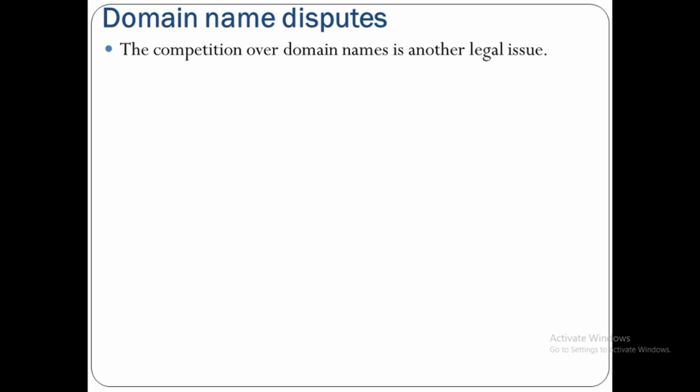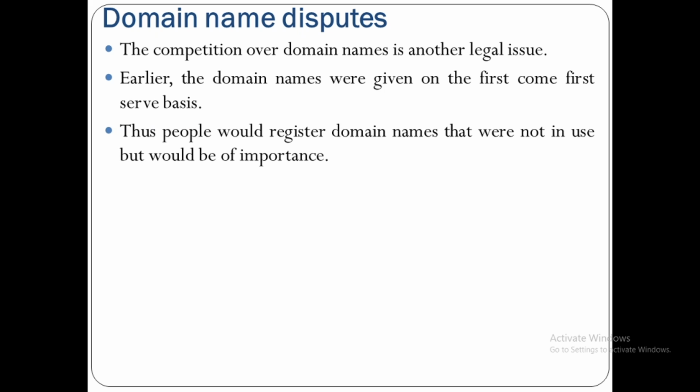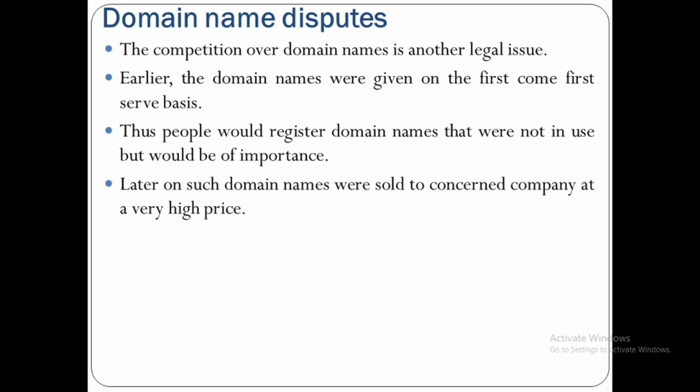The competition over domain names is another legal issue. Earlier, the domain names were given on a first come first serve basis. So that was a big problem actually. Thus, people would register domain names that were not in use but would be of importance. Important names were registered by the people previously. Later on, such domain names were sold to the concerned company at a very high price. Actually, this is known as cyber squatting. Remember the word cyber squatting.